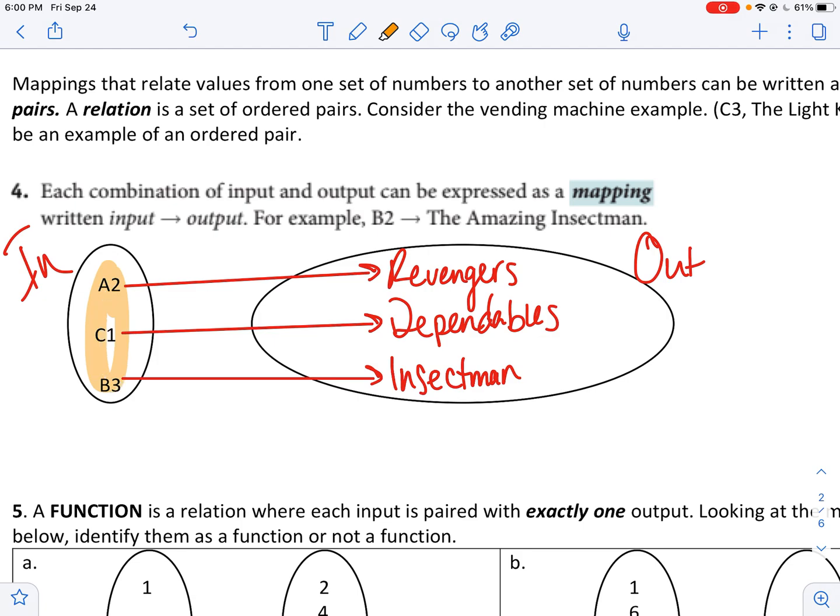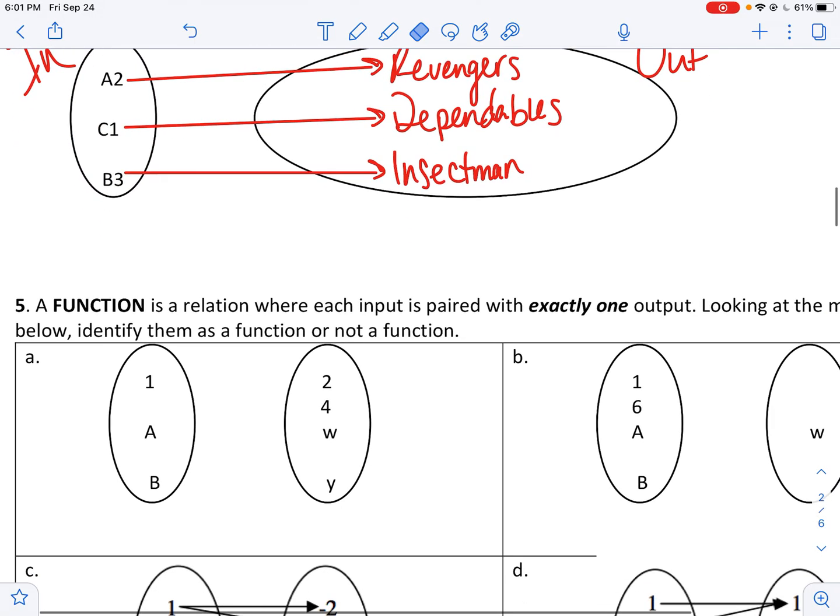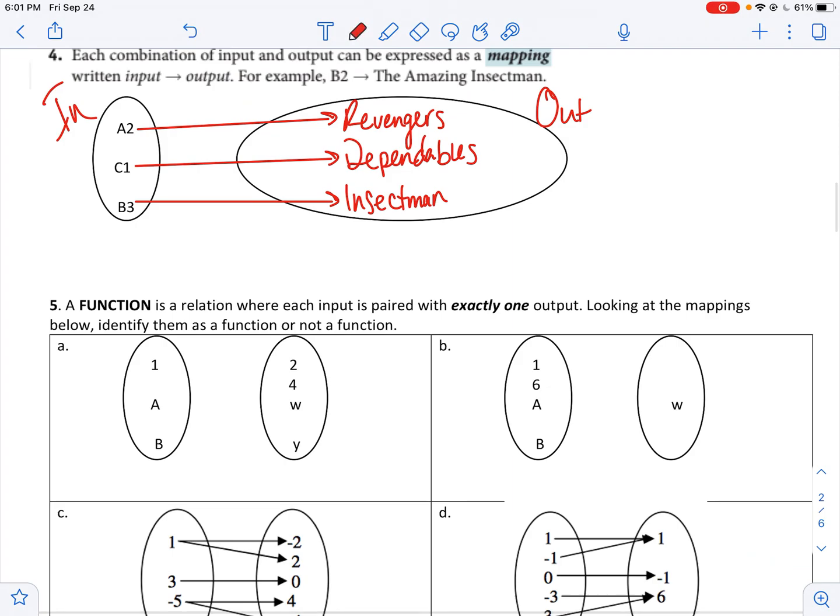So you can see that each input here, really just focus on the left side, these inputs, each one of these inputs has exactly one arrow coming out of it. Each input has exactly one output. Let me draw a couple examples. A function is a relation where each input is paired with exactly one output.